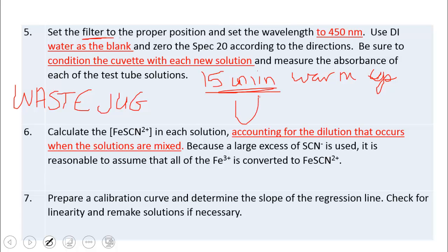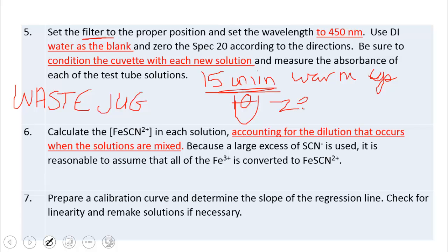your test tube, and remember we are filling that up to about halfway up on that circle that's in your cuvette. Put them in the Spec 20 and of course record the absorbance. Dump that solution out into the waste jug and then condition it with the new solution, and then put the new solution in and of course measure its absorbance.